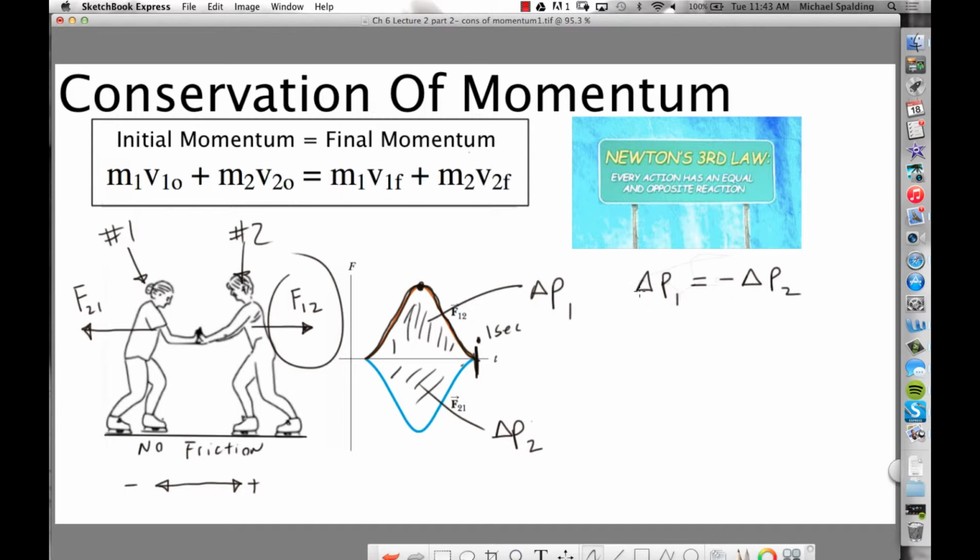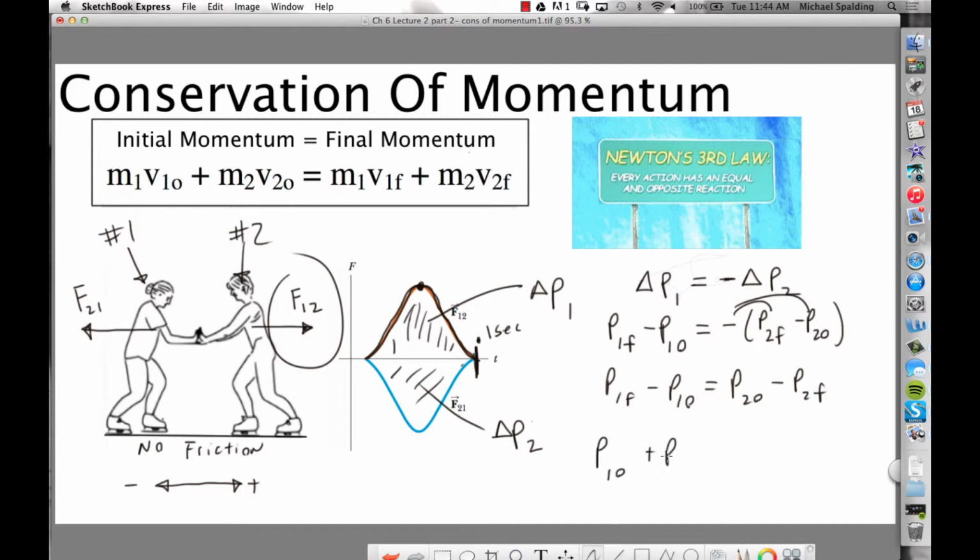Now, change is final minus initial. So this is momentum 1 final minus momentum 1 initial. And then this is going to be negative: negative momentum 2 final minus momentum 2 initial. Distribute the negative. We get momentum 2 initial minus momentum 2 final. Rearrange one more time and look what you get.